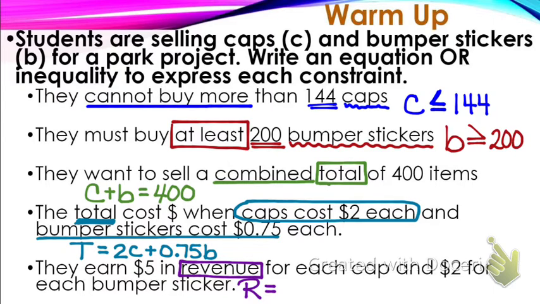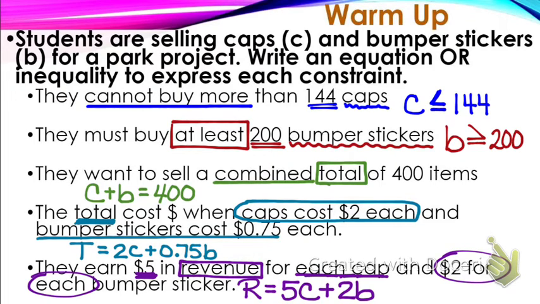How do they get the money that they're collecting? What are the pieces that are going to make this up? 5 times C, because we have for each cap, so 5C plus 2B. Why is it plus and not minus? Because of the total for each. How would I know on a problem like this whether to use a plus versus a minus?